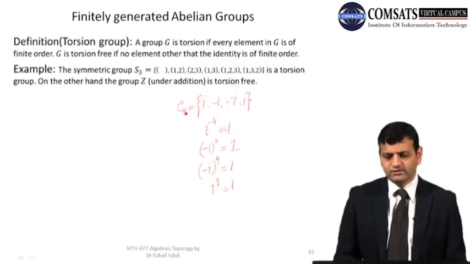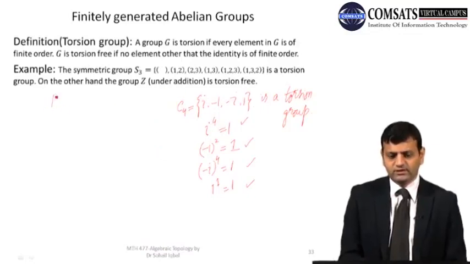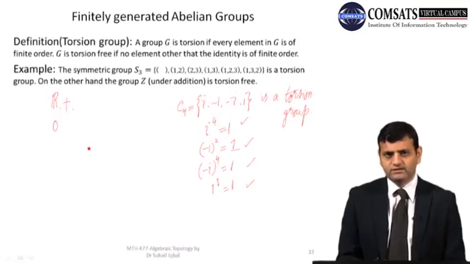So we have seen that in this group C4, every element of the group has finite order. So C4 is a torsion group. But of course there are many other groups as well where no element other than identity is of finite order. So for example, consider the set of real numbers under addition. Apart from the 0, which is the identity under this binary operation, no other element has finite order.